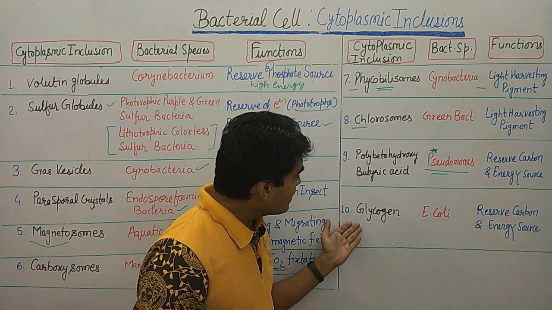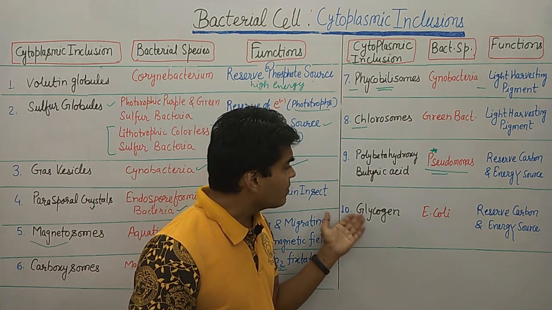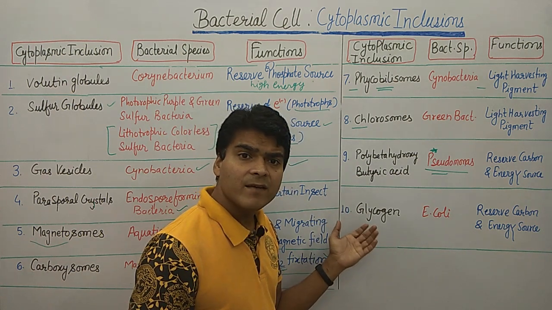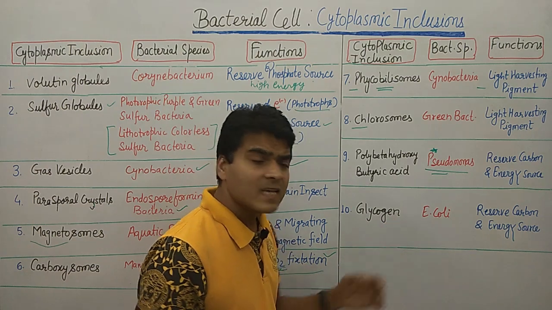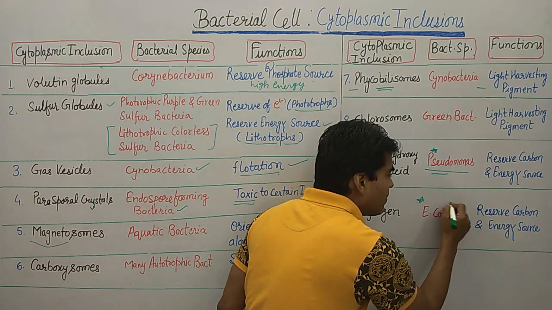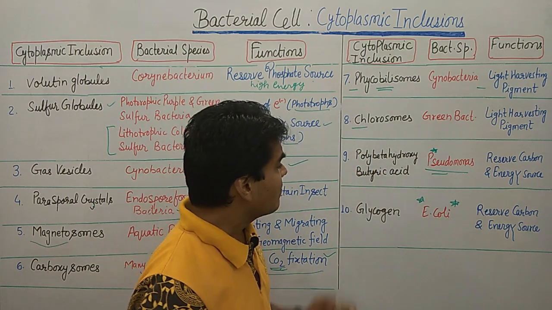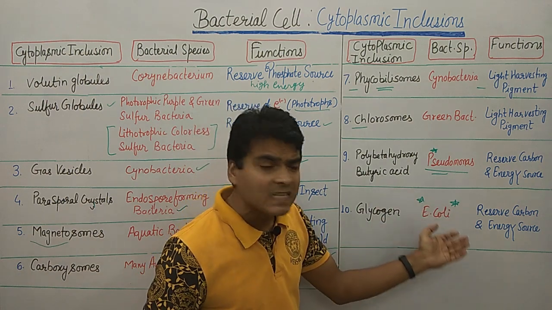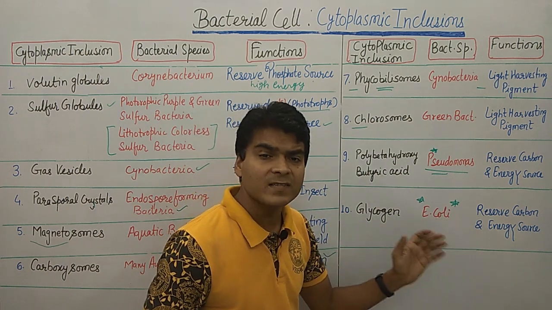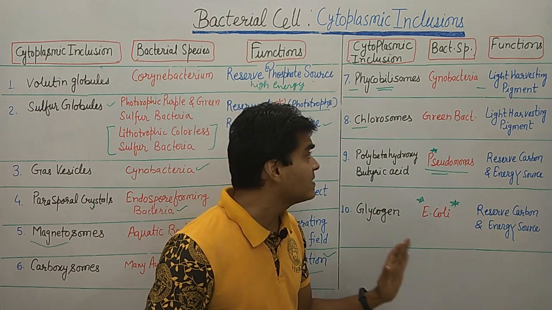Then the last one is glycogen granules. In which type of bacteria do we find glycogen granules? E. coli is the example. And what is the function? It is a reserve carbon and energy source.